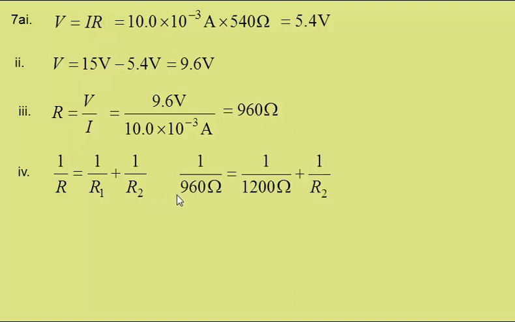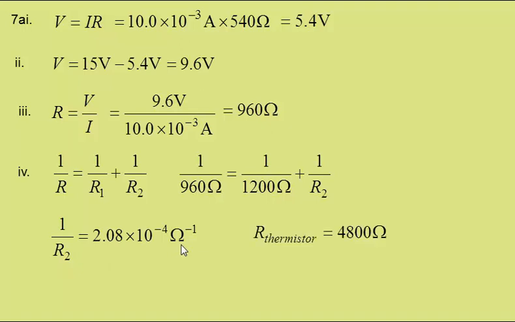Putting in the values, the total resistance we've just found at 960 ohms. This is the 1200 ohm resistor plus the thermistor. Rearranging, we get 1 over the resistance of the thermistor is given by this value, the units at the moment ohms to the minus 1. Invert both sides, we get the resistance of the thermistor as 4800 ohms.